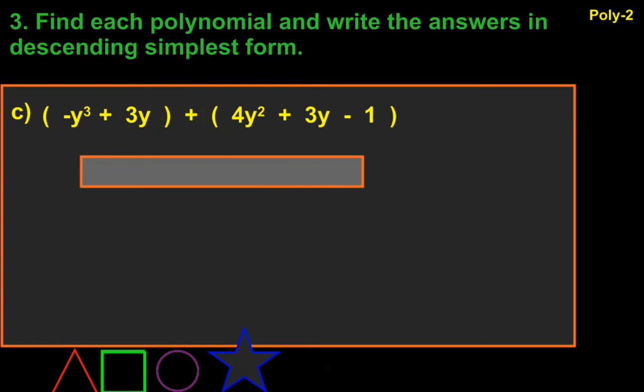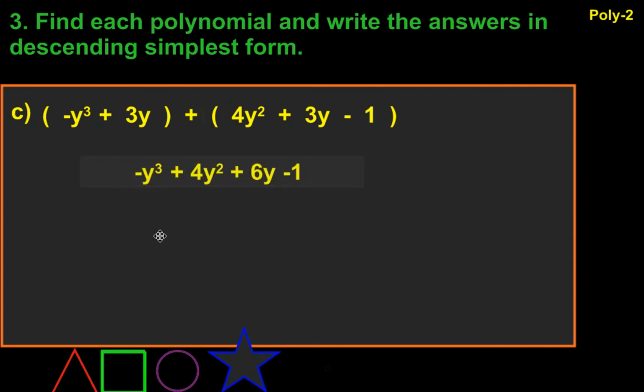For number 3, find each polynomial sum and write the answer in descending simplest form. So we have this polynomial here being added to this polynomial here, and in order to add them, we can only add terms that are alike. We have a negative y to the third. We have no y to the thirds here, so that's just going to come down into the problem. We have a positive 3y and a positive 3y. That's going to be a 6y because we can combine them. We don't have any y to the seconds. So this 4y to the second is just going to come down, and we don't have any numbers without variables, so this negative 1 is just going to come down.